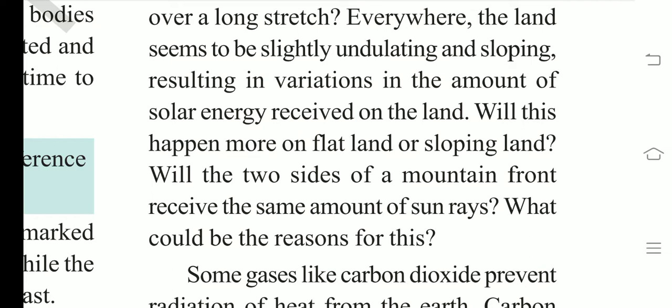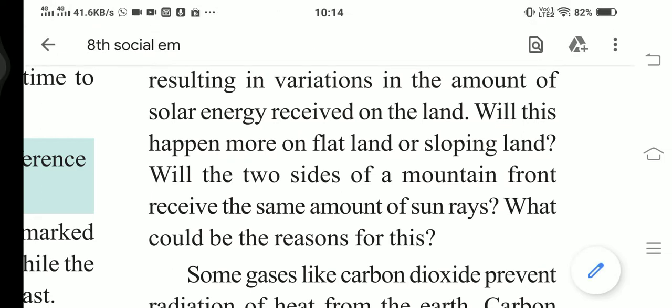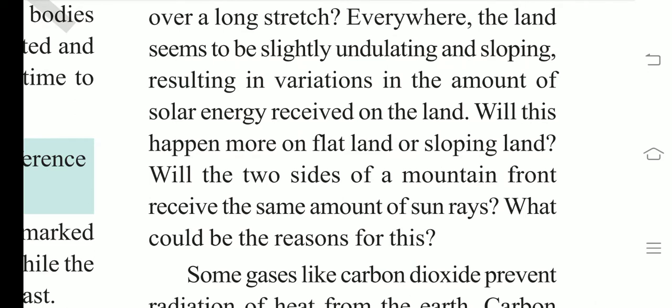We have mountains, we have plateaus, we have plains, and their heights are different. Somewhere we find valleys, right? Somewhere the land is sloped, somewhere we see a gentle slope. So a lot of variations are there on Earth's surface. All these variations are the reasons for receiving insolation in different amounts. Understand? So will this happen more on flat land or sloping land?